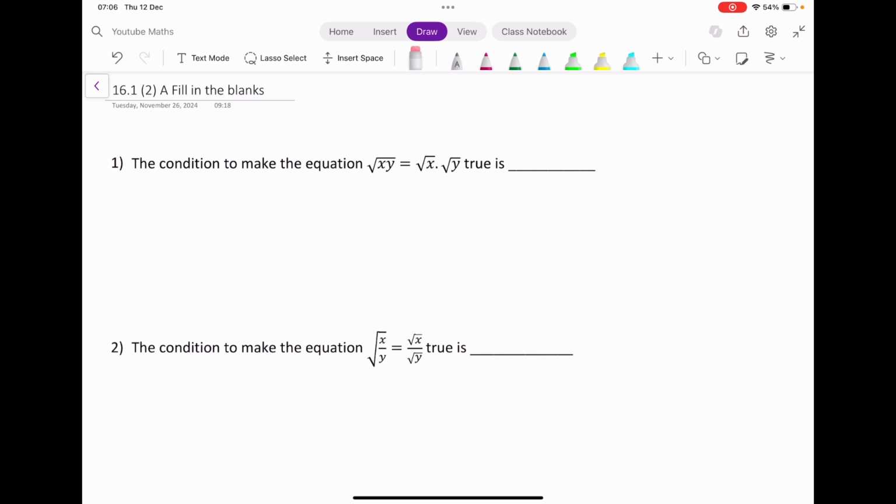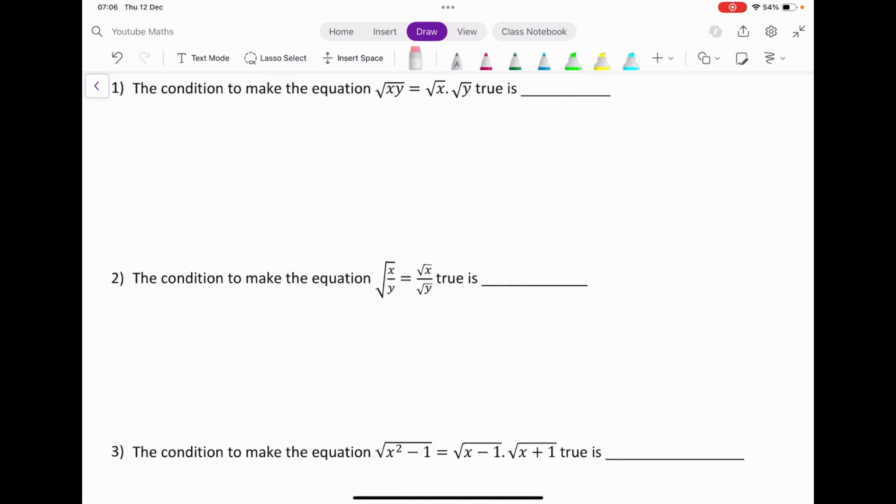Today we're going to be looking at chapter 16.12, Quadratic Surds, the first section, fill in the blanks. So let's get started. When we're looking at this one, we want to look at a condition that makes it true. Now the only way that this is going to be true is if it's going to be a real number.